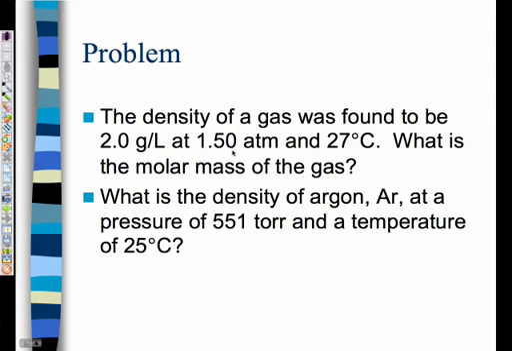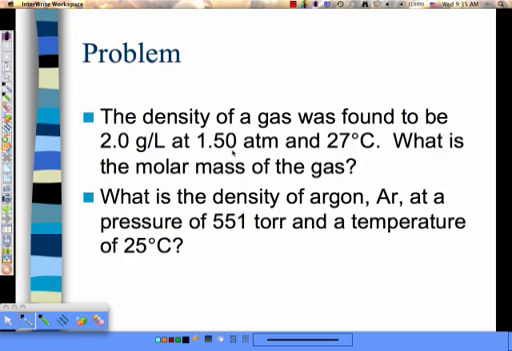Oh, we have one more. Let's do this first one together. The density of a gas was found to be 2.0 grams per liter at 1.5 ATM and 27 degrees Celsius. What's the molar mass of the gas? So this time they give us the density, so we have 2.0 equals, pressure is 1.5, right? Do we know molar mass? No, that's what we're looking for, so we're going to put that in big M.